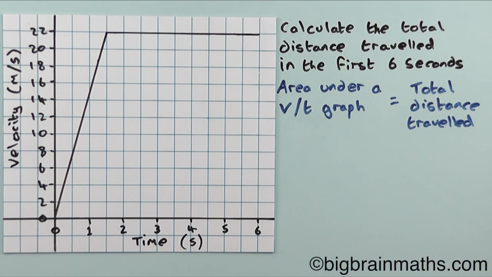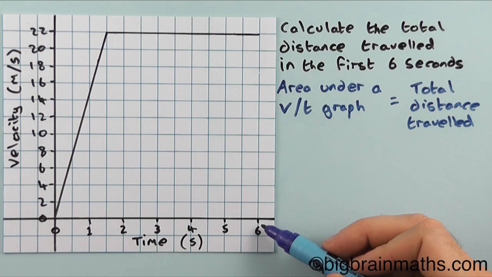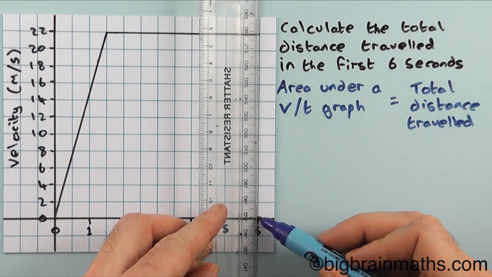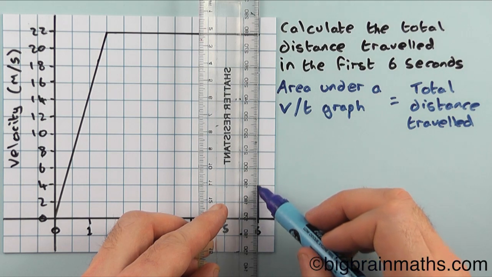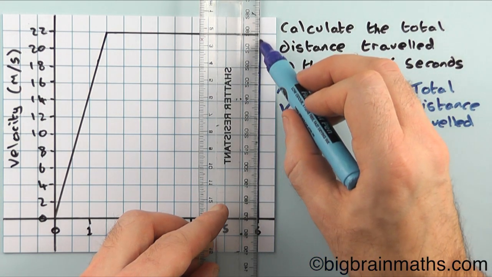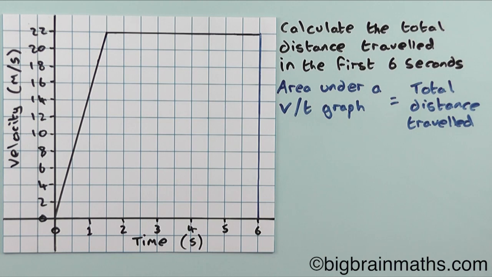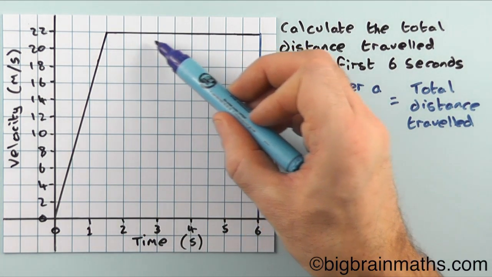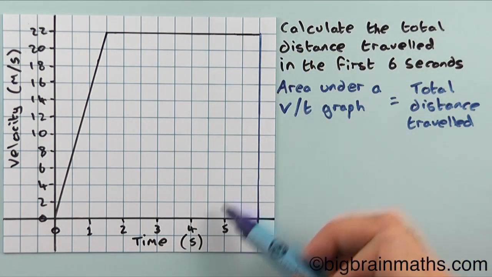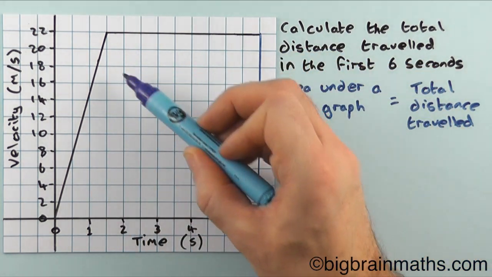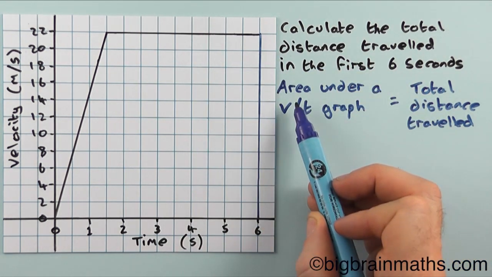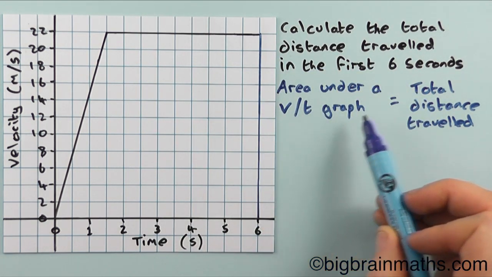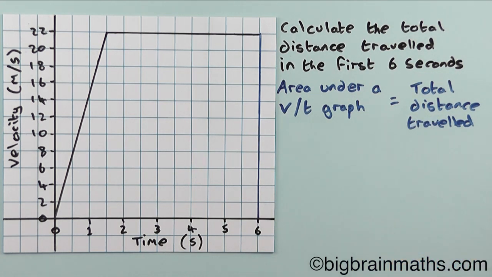So the first thing that I'm going to do is go to the x-axis, which is time in seconds, and I'm going to go to 6 seconds, and I'm going to draw a vertical line up from the x-axis at 6 seconds until I get to the velocity time graph. And this area that I've now sectioned off, the area underneath the velocity time graph up to 6 seconds, is the area that I need to calculate. This area under the velocity time graph will be equal to the total distance travelled.